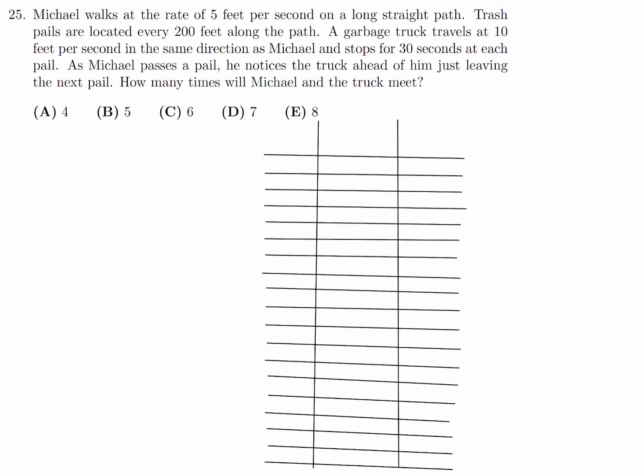So we have to first understand this question, and then we have to find out which points the truck and Michael meet at. All right, so we will figure out Michael, and we will figure out the garbage truck, G for garbage, and this is the time. So at the very beginning, time 0, Michael is at 0 in terms of his distance. What I'm going to put in this column is the distance for Michael from his starting point, and the same thing for the garbage truck. Now the garbage truck gets 200 feet, right? Yeah, a 200 feet head start, because the question tells you that as Michael passes a pail, he notices the truck ahead of him just leaving the next pail. So we are using that as sort of our time 0.